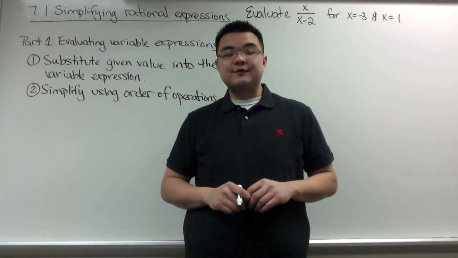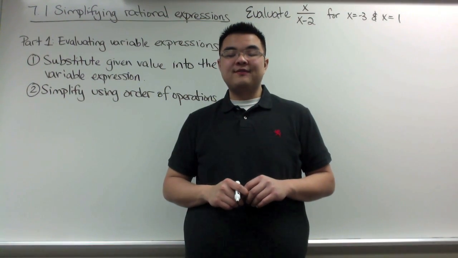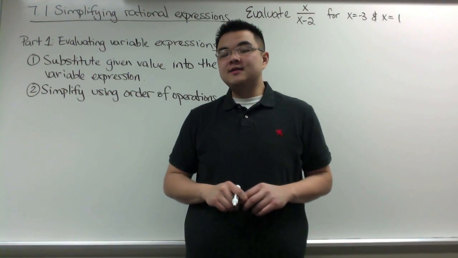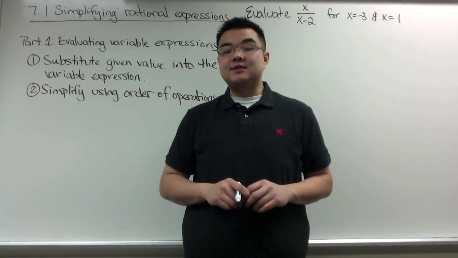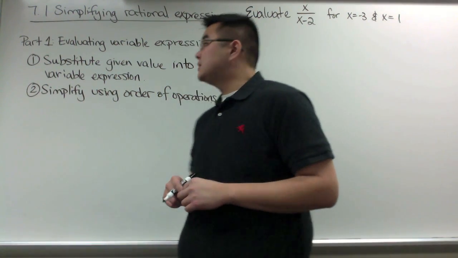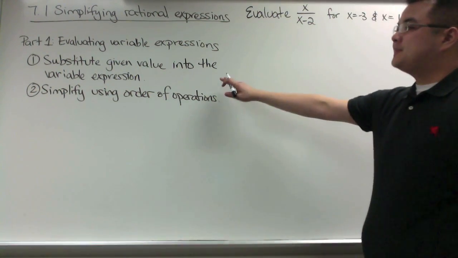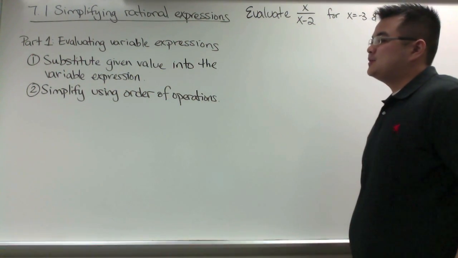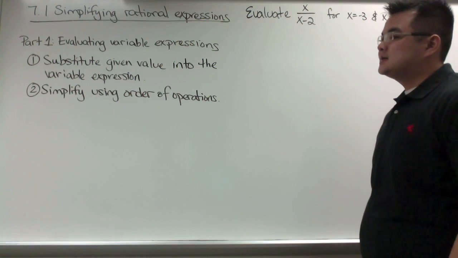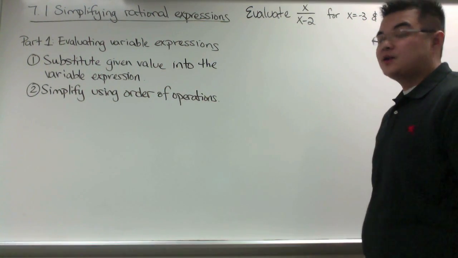These are the video notes for section 7.1, Simplifying Rational Expressions. In this section we will be breaking up the lesson into three parts. The first part that we're going to talk about is how to evaluate a variable expression. The first step is to substitute the given value into the variable expression. The second step is to simplify using order of operations.